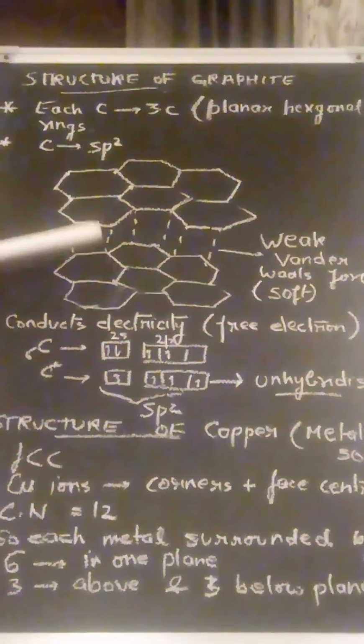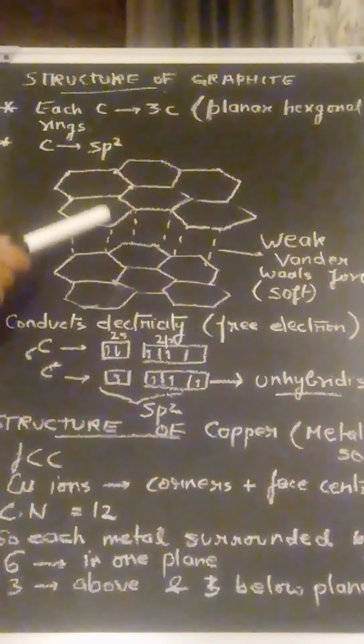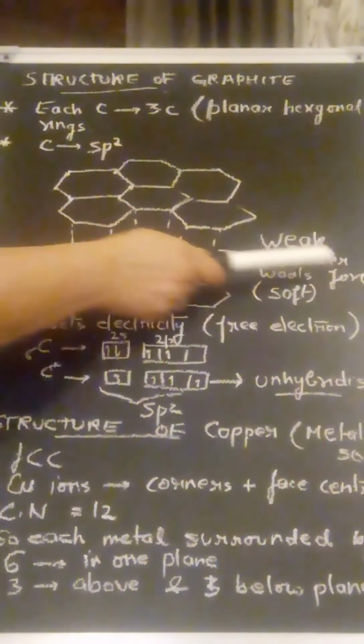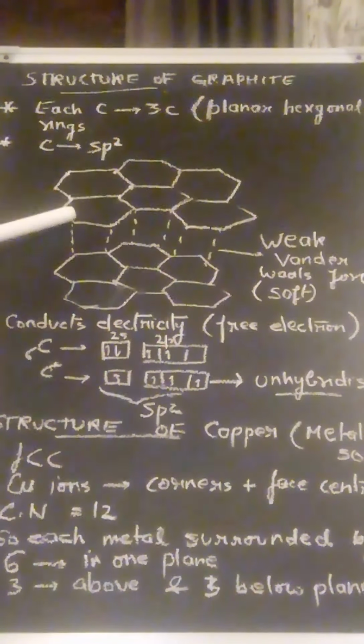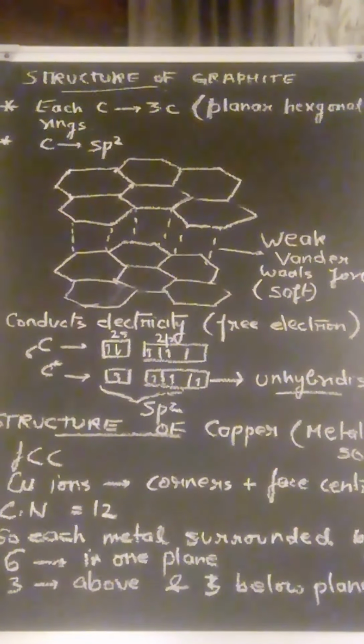These planar hexagonal rings form layers over each other. Now these layers of hexagonal rings are attracted to each other through weak van der Waals forces. Because of these weak van der Waals forces between the layers of the hexagonal rings, graphite is soft. So you see, if the bonding is strong, the substance will be hard, while if the bonding is weak, the substance will be soft. So it is because of these weak van der Waals forces that graphite is soft in nature.